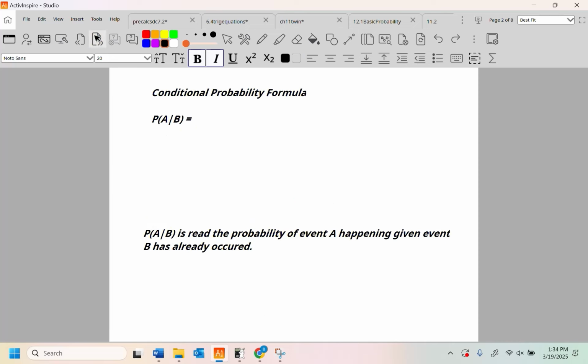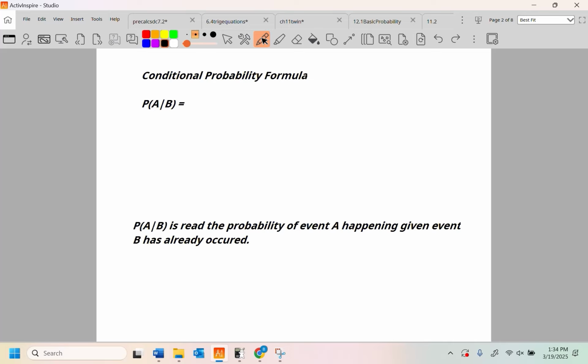There is a formula for this. The probability, and notice how this is read. It's not read P A bar B. Probability of A given B is read as the probability of event A happening given event B has already occurred. And it has a formula because everything does. It's the probability of A and B over the probability of B. And notice the setup here. We kind of have almost a divisor here. That's in the bottom. That's how it is.